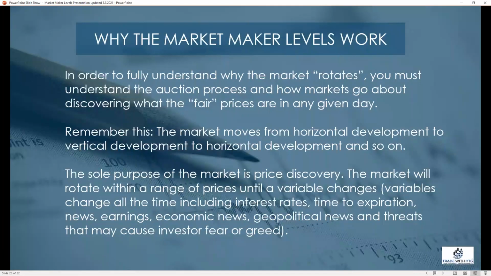Now, here's again why they work. In order to fully understand why the market rotates, you must understand the auction process and how markets go about discovering what the fair prices are in any given day. You see these market forces playing out in all sorts of things, like right now, it's used cars. There's a chip shortage in new cars, and so used cars have become more valuable. As these used cars have become more valuable, their prices have risen, and they are breaking past old highs for makes and models of these different cars. There has been a dynamic shift in the market that has caused prices to increase.